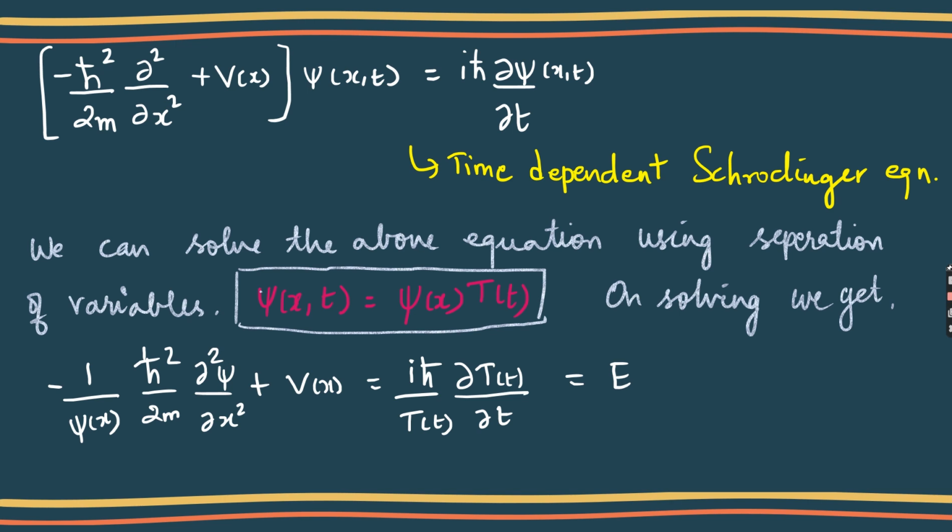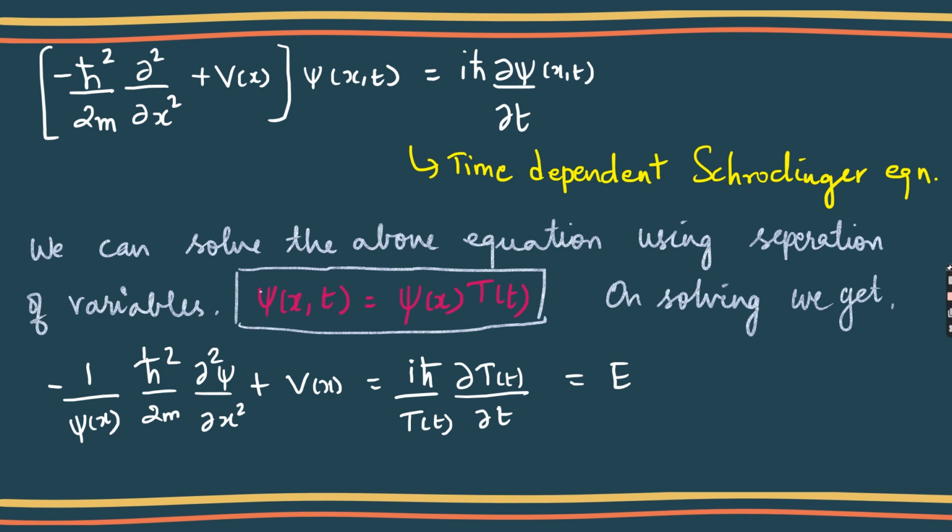So now on solving this we get this particular equation below here: minus 1 by psi of x, h cut square by 2m, dou square psi by dou x square, plus V of x. This is one part, the LHS, and the RHS will be equal to i h cross by T, dou T by dou t, and this is the RHS. So I have LHS and RHS.